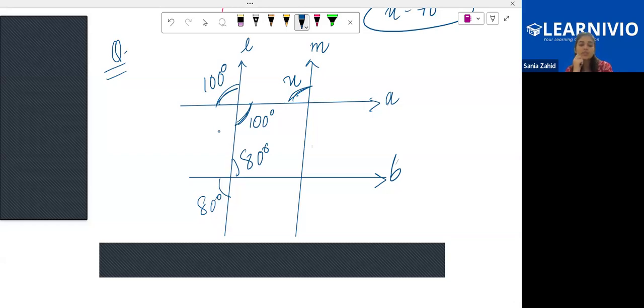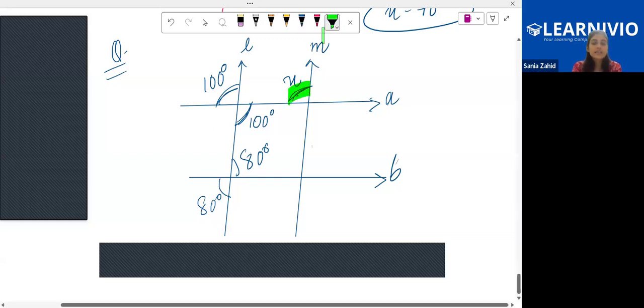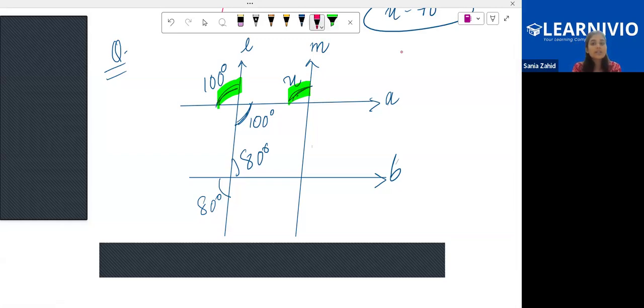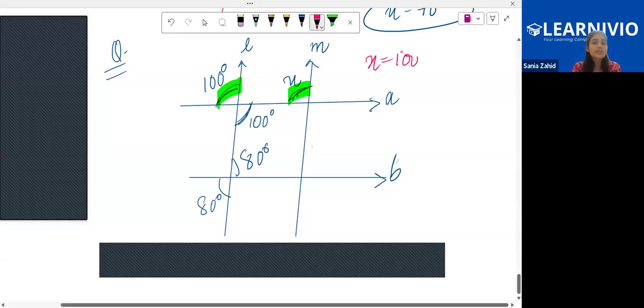Why are you not responding? Yes, ma'am. So, Razan, what took you so long to respond? It's very obvious that this angle right here and the angle that is given are corresponding angles, and corresponding angles are equal. So thus, x is equal to 100 degrees.